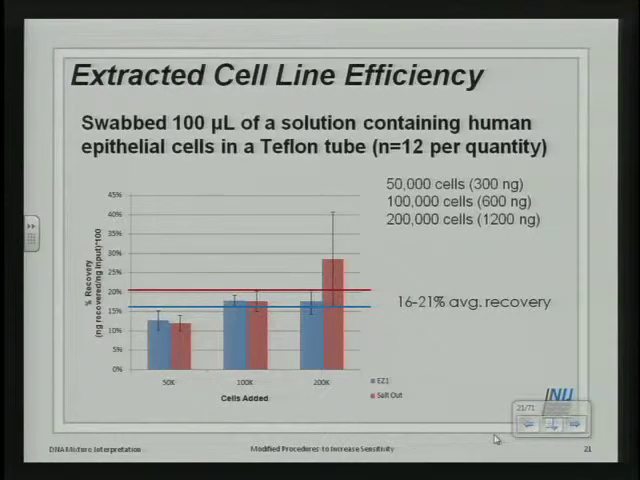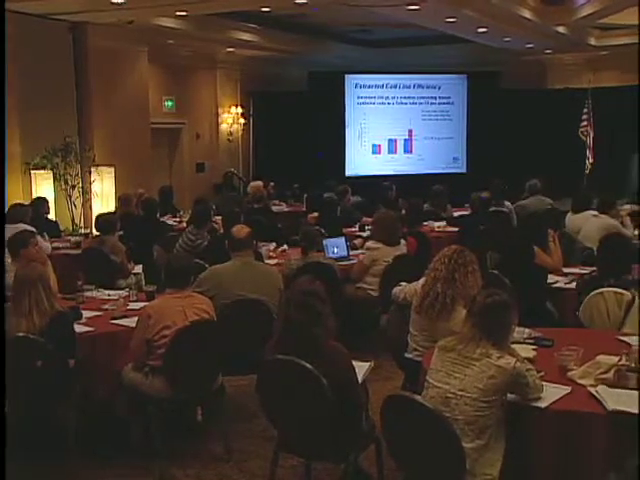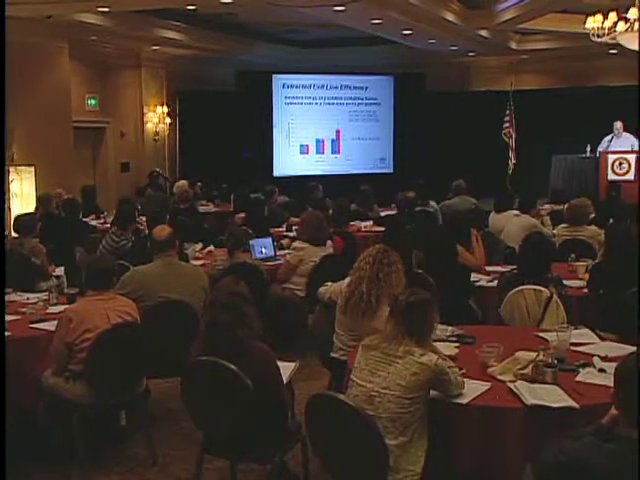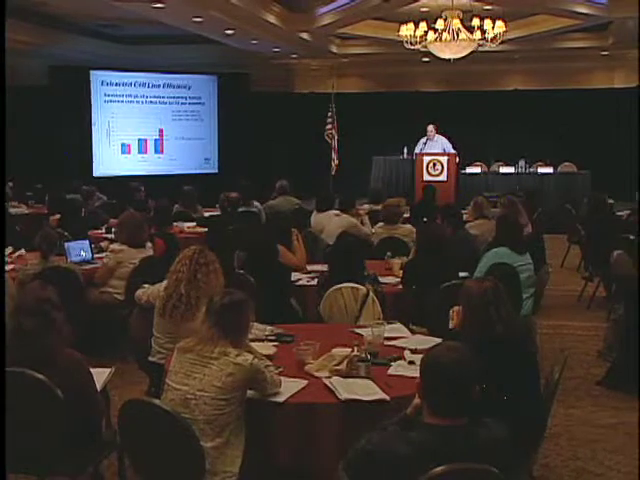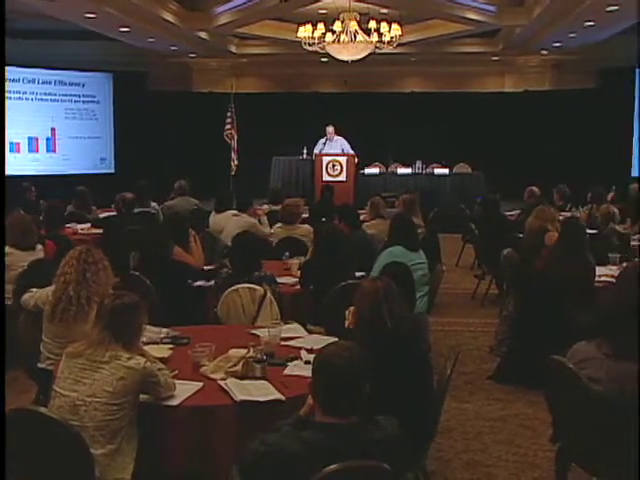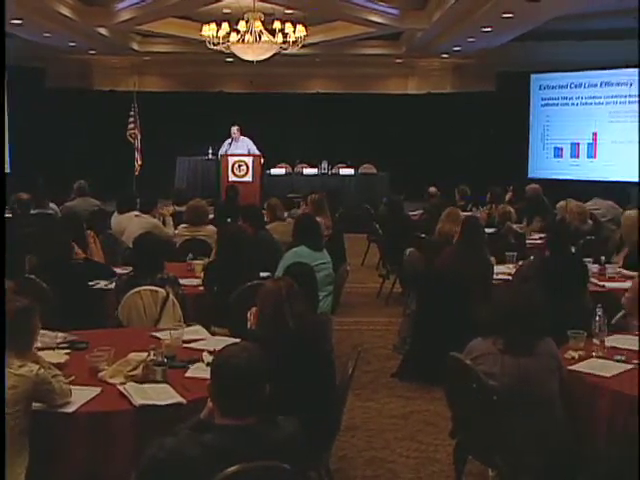This is an experiment that we did at NIST where we took 100 microliters of epithelial cells. So these are our cell lines, and we did cell counting, so we have a good idea of the number of cells. We put them in 100 microliters of solution in a Teflon tube, and then swabbed that with a buccal swab to sort of simulate swabbing from inside of the cheek. And what we found is that you get on average about 16 to 21% recovery of the DNA that you put into the Teflon tube.